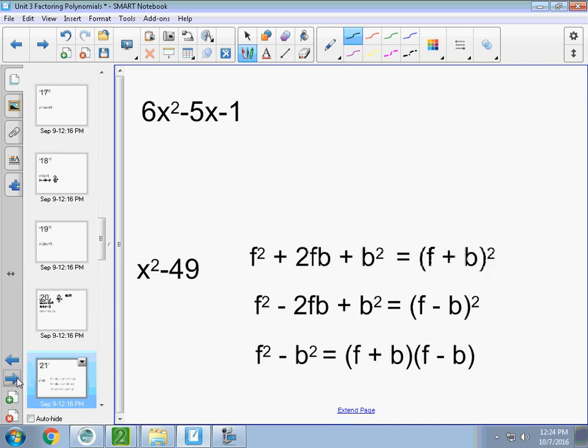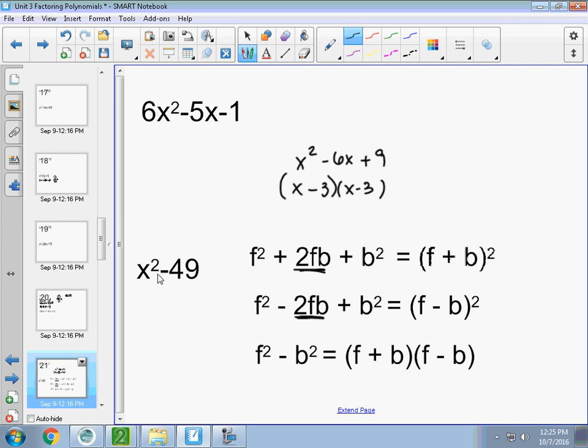Now, the next thing that we're going to look at is special patterns, and this is special patterns of squares. What this is saying is that I have a front number that is squared. I may have a back number that is squared. Sometimes I have something in the middle, sometimes I don't. If I have something in the middle, then I would check to see if the front number times the back number doubled would give me the middle number. So whenever I had x minus 3 and x minus 3, it came out to be x squared minus 6x plus 9. So the front times the back doubled gives me the negative 6x.